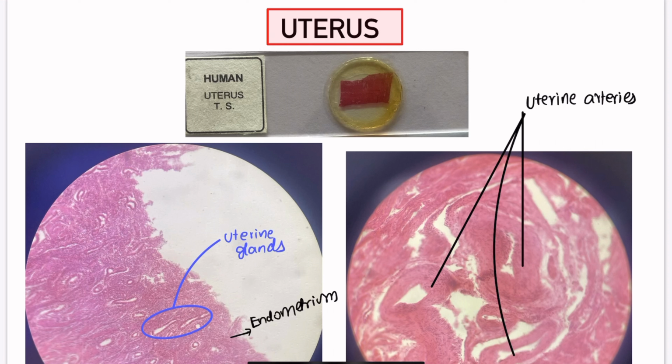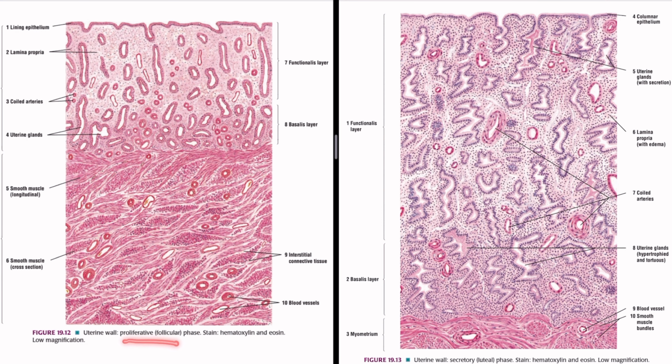Histology of uterus. So this is the slide of uterus. First, let us look at the basic structure of uterus. In proliferative phase, the uterus contains basically two layers. This is the myometrium and this is the endometrium.